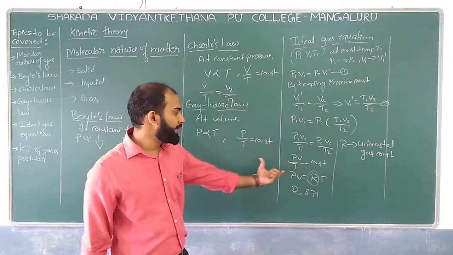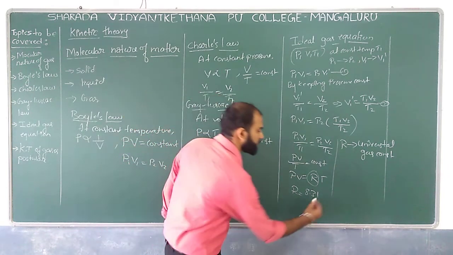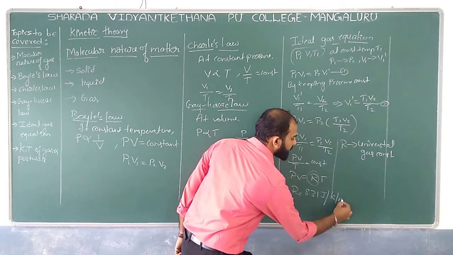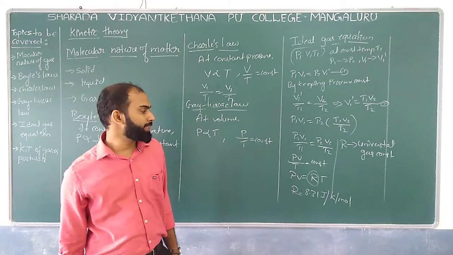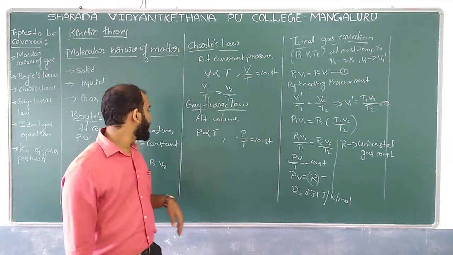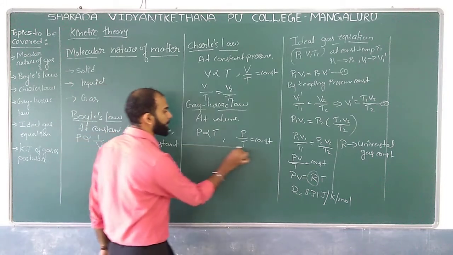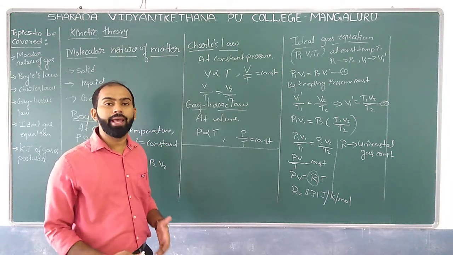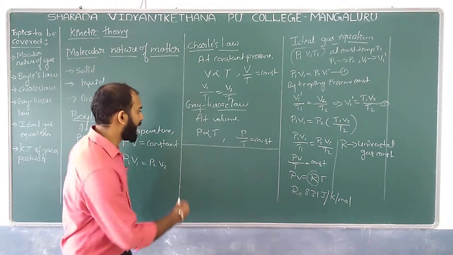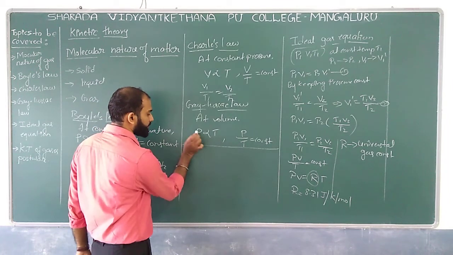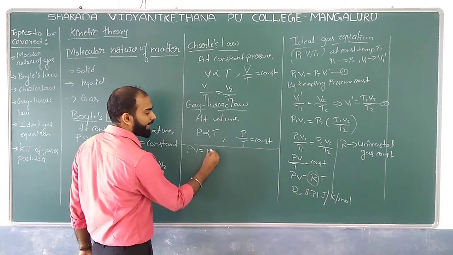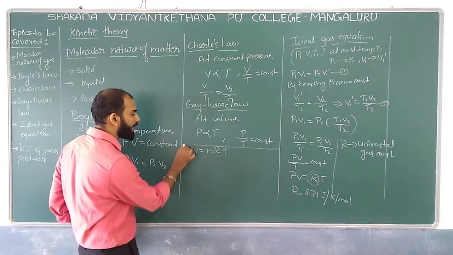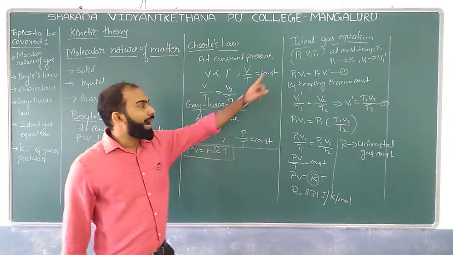What would be the SI unit? PV is a joule, so R is joule per mole per Kelvin. So this is what exactly we can expect about the mole. For the time being, I consider this R, or PV, which is equal to nRT, where n is the number of moles. So PV is equal to n into R into T, where n is the number of moles, and this is a generalized equation I can write for the ideal gas equation.